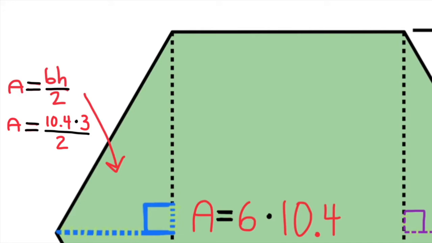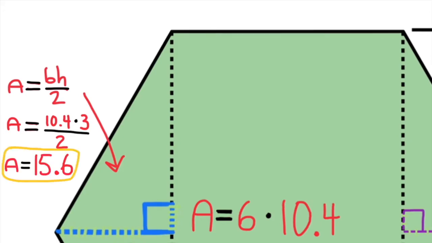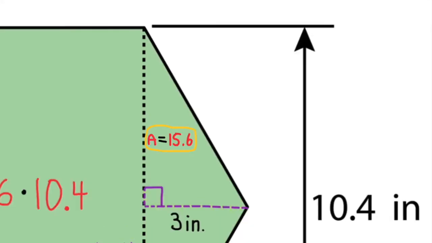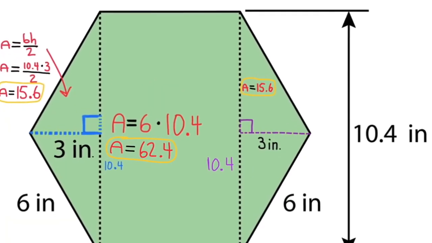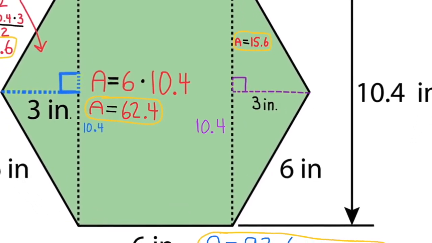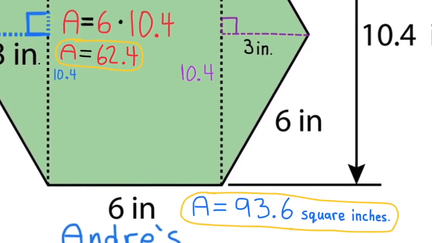So 10 and 4/10 times 3 divided by 2, or half of 10 and 4/10 times 3. Half of 10 is 5, and 5 times 3 is 15. Half of 4/10 is 2/10, and 2/10 times 3 is 6/10. The area of each of these 2 triangles is 15 and 6/10 inches. Simply add the area of the 2 triangles and the area of the rectangle, and you'll have the area of the hexagon. The area of the hexagon is 93 and 6/10 square inches.